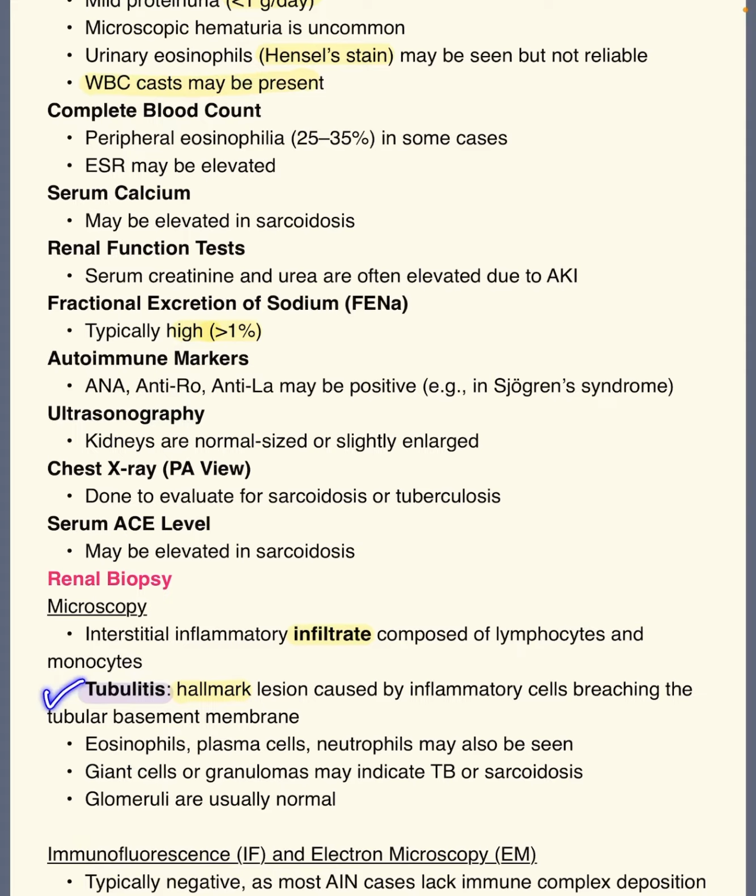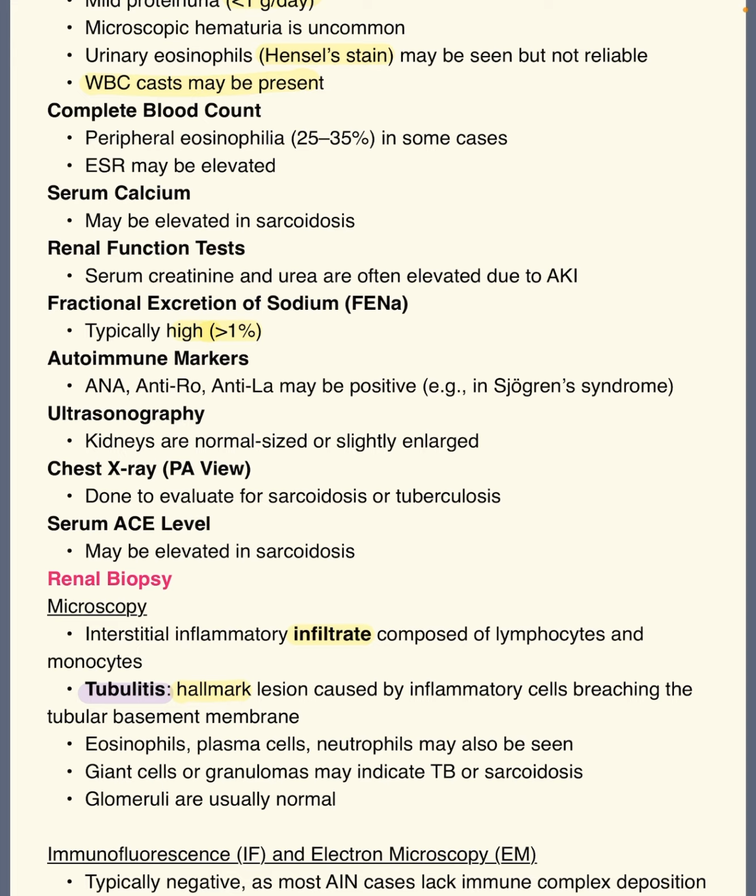What is tubulitis? Tubulitis is caused by whole inflammatory cells breaching the tubular basement membrane. অর্থাৎ আমাদের যে টিউবুলার বেসমেন্ট মেমব্রেন থাকে, এই টিউবুলার বেসমেন্ট মেমব্রেনকে যদি ছিঁড়ে ফেলে, ব্রিজ করে ফেলে ইনফ্ল্যামেটরি সেলের মাধ্যমে, তাহলে যে লেশনটা হয় সেটাকেও টিউবুলাইটিস বলা হয়। What is tubulitis? Tubulitis is the inflammation of the tubule caused by breaching of the tubular basement membrane.